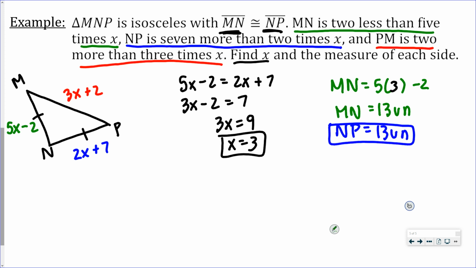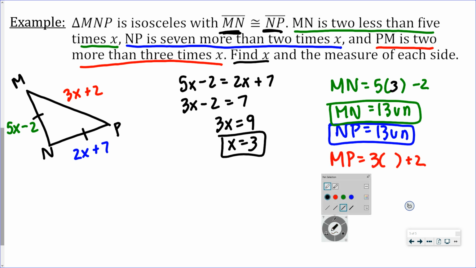Okay, and then lastly to find MP, we just gotta plug it in. 3 times x plus 2. 3 times 3 is 9, plus 2 is 11 units.